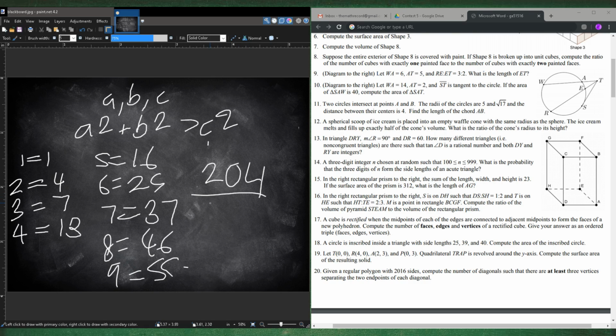And of the 204, how many numbers are between 100 and 999? So that's basically 999 minus 99, which is 900. 204 divided by 900 is 17 over 75. So that's the answer for number 14.